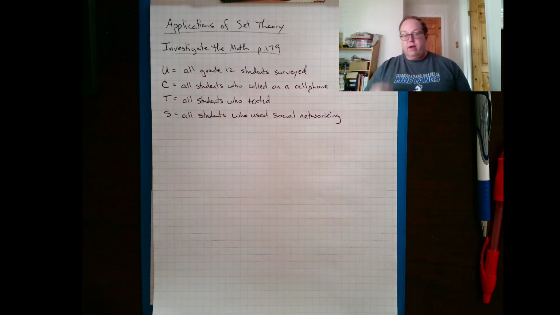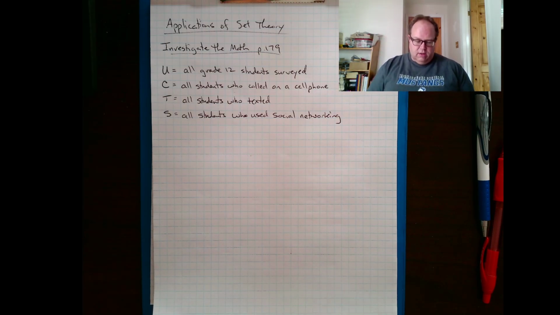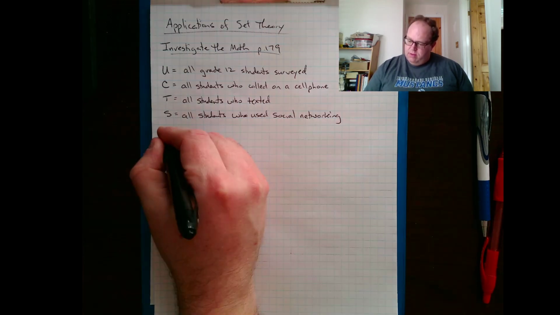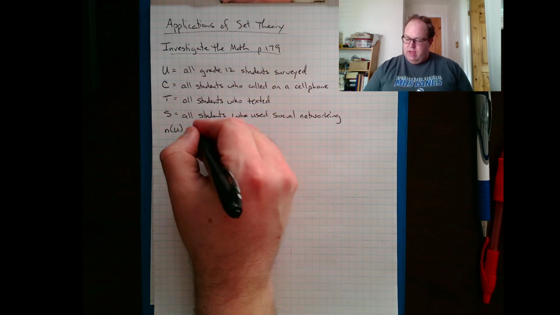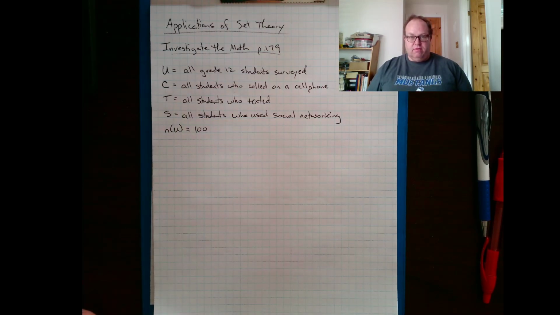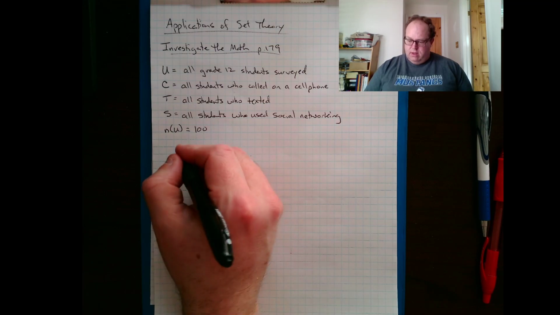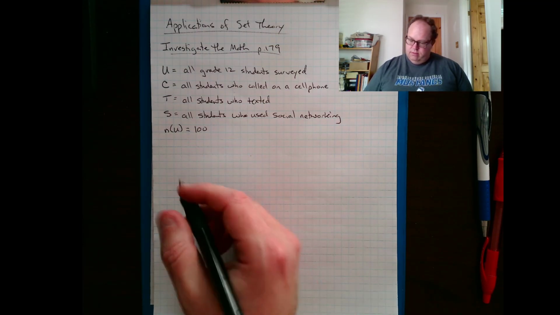Now, first I'm going to describe the numbers that were given to us in terms of the symbols that we've been using. First off, we don't know how many students there are in total, but everything is listed in terms of percentages. So I'm going to talk about my numbers in terms of percentages. My universal set is 100% of the information. All of the grade 12 students surveyed.